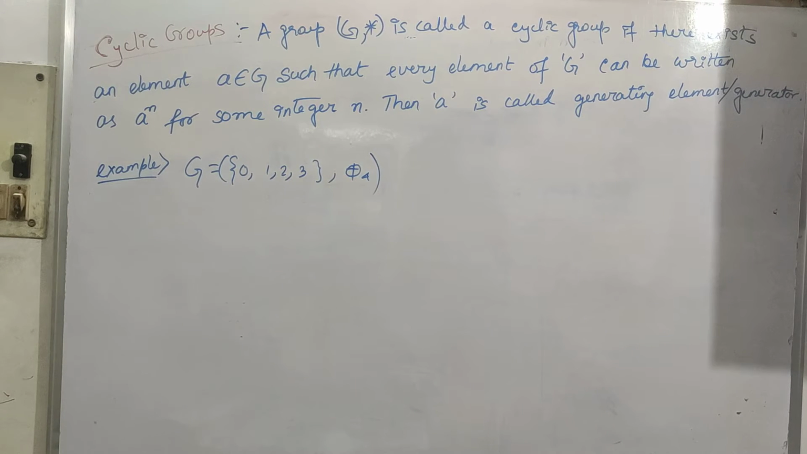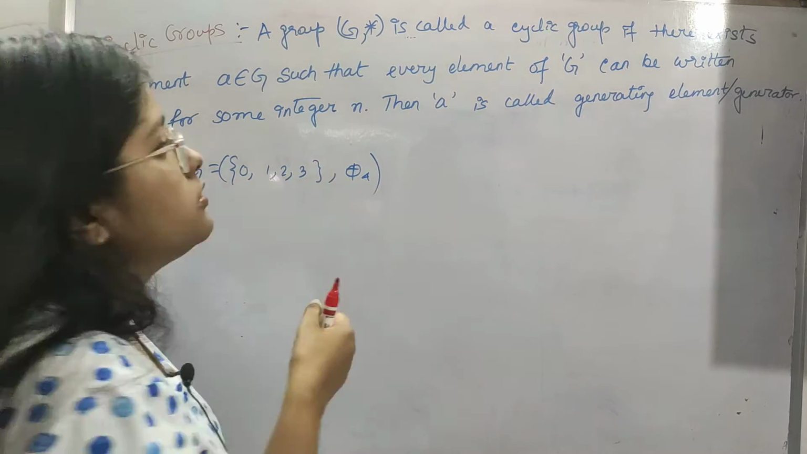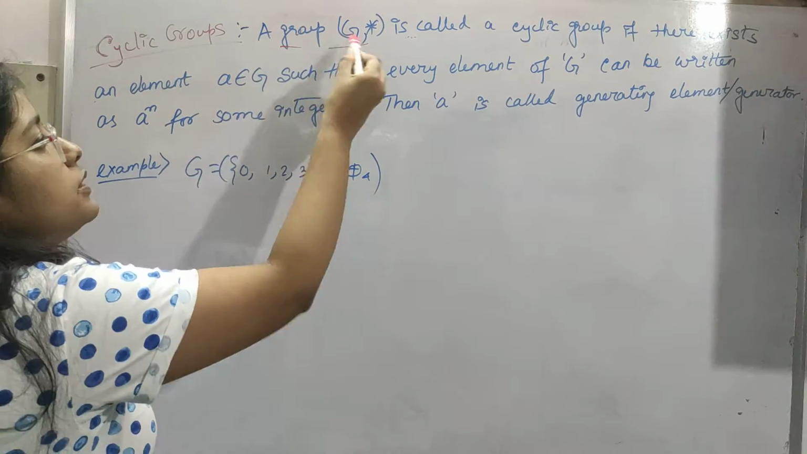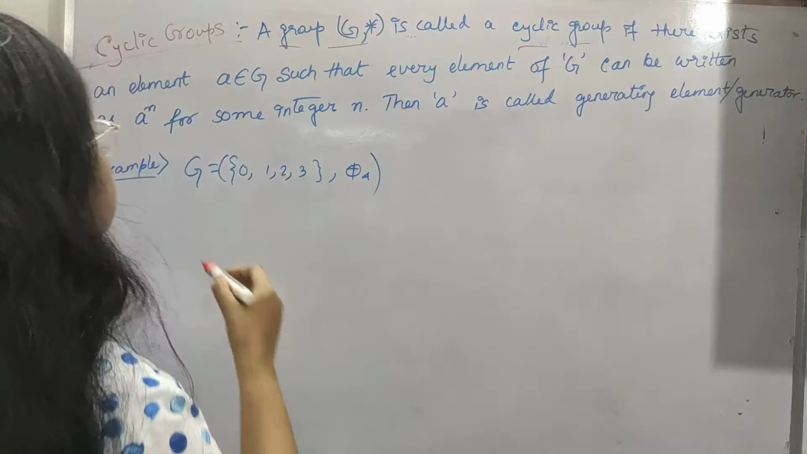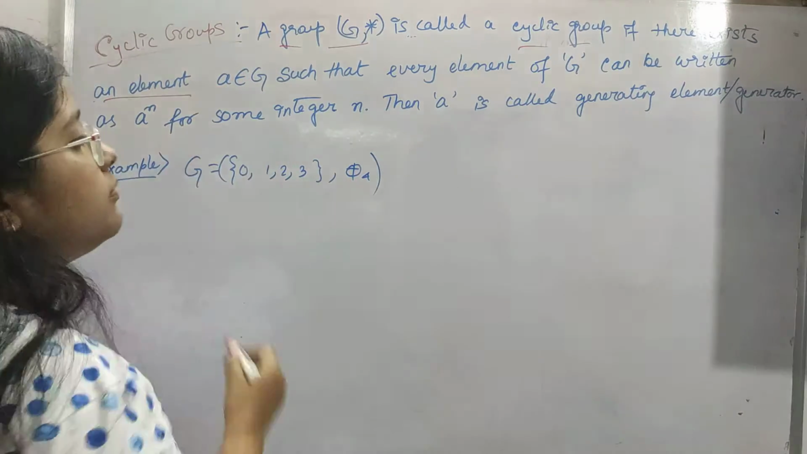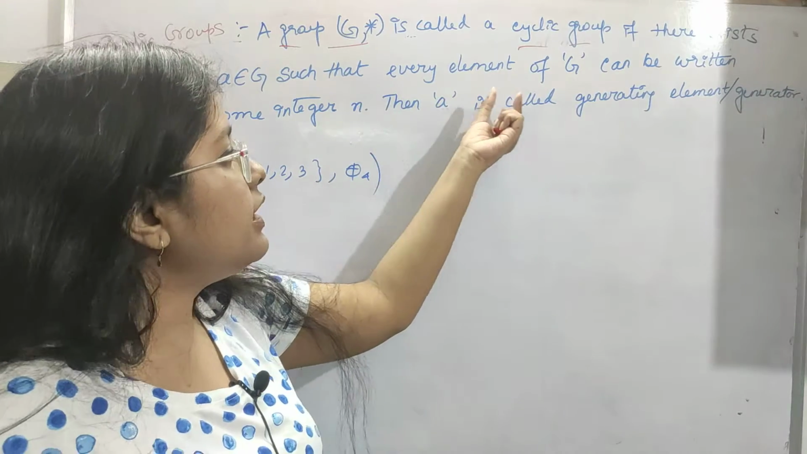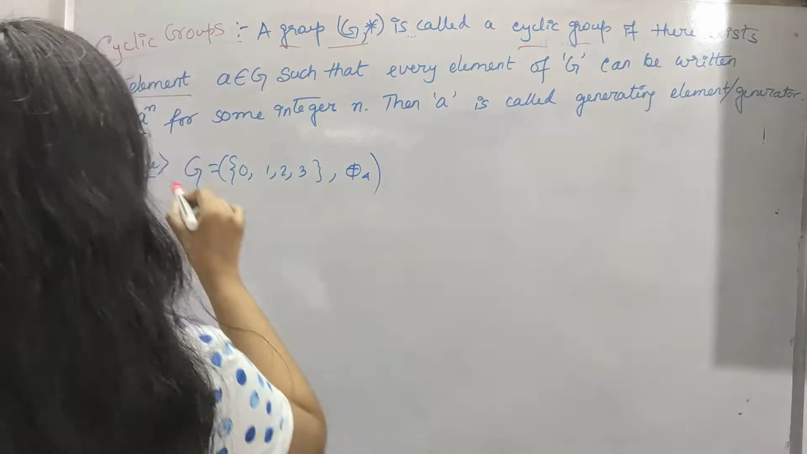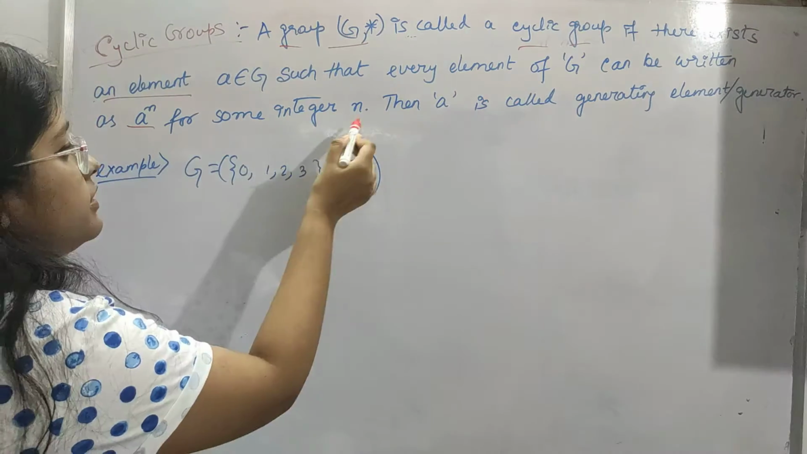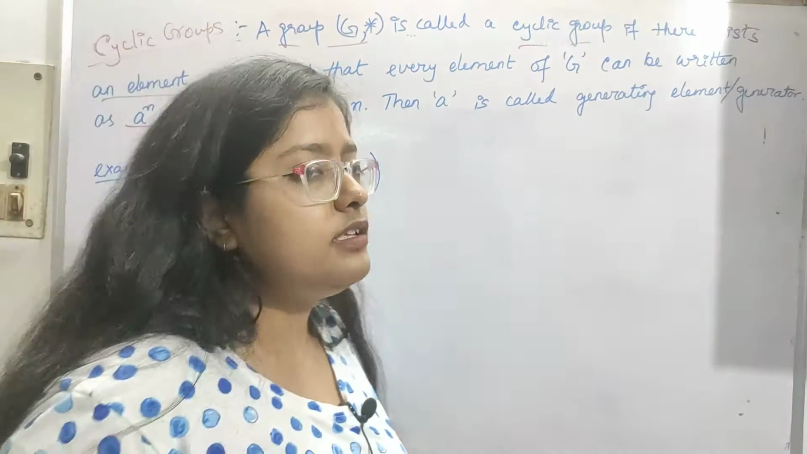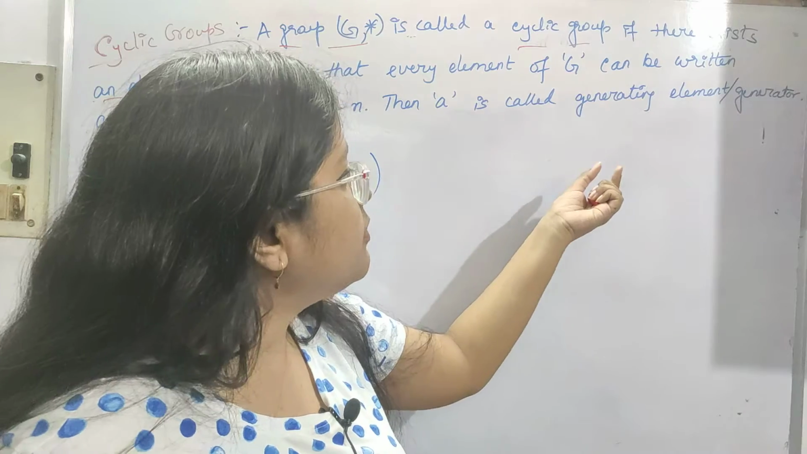So now let's see, next is cyclic group. A group G star is called a cyclic group if there exists an element A that belongs to G such that every element of G can be written as A to the power n, for some integer n. So that A is called the generating element or generator.